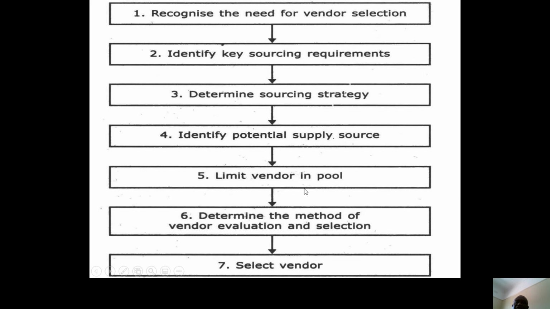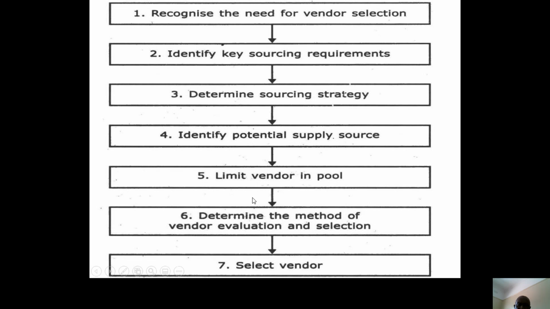This is the process. Recognize the need for vendor selection. Is there a need? If it is there, then you carry it out. Identify key resource requirements. Determine sourcing strategy. What strategy are you going to use? Are you going to use the back door? Then it's not a vendor system.